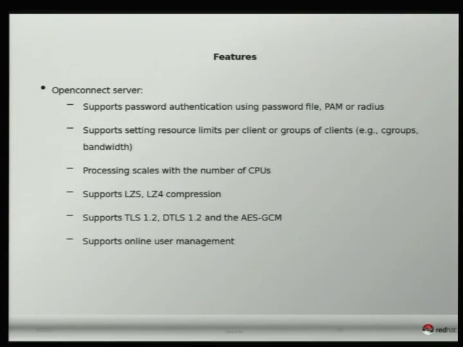On the server side, we have password authentication supported either by a password file, a PAM, or even RADIUS. We can set resource limits per client or per groups of clients. It's designed in a way that processing scales with the number of CPUs, so the more CPUs you have, the more users you can handle. Actually, that would be something that you would expect for any software, but it was not really true in most other open source VPN solutions. It supports also the compression options available in the OpenConnect client, as well as the protocol options.